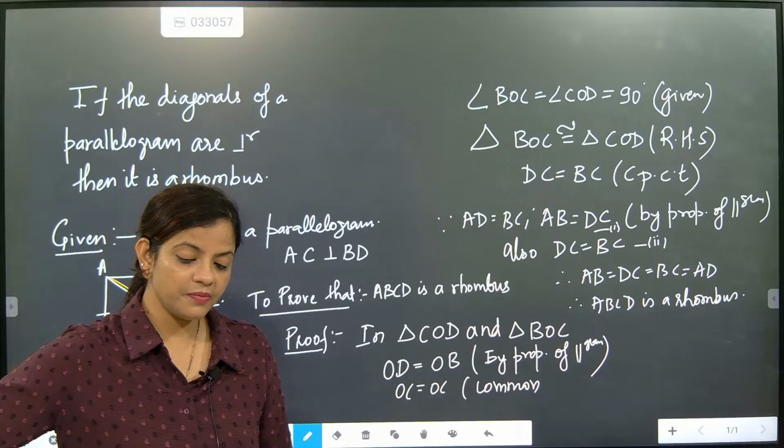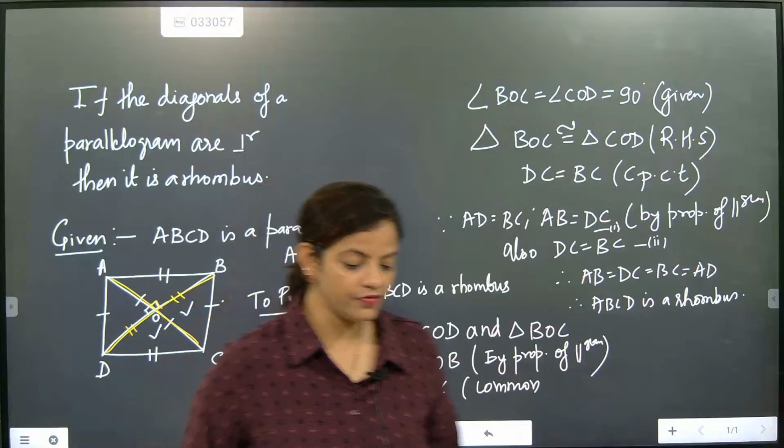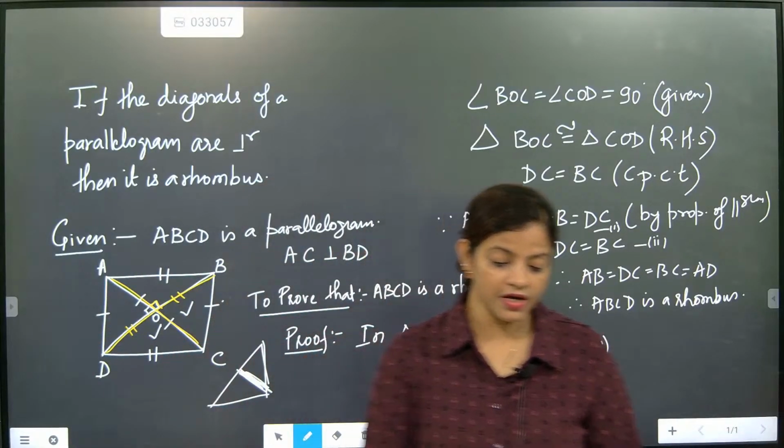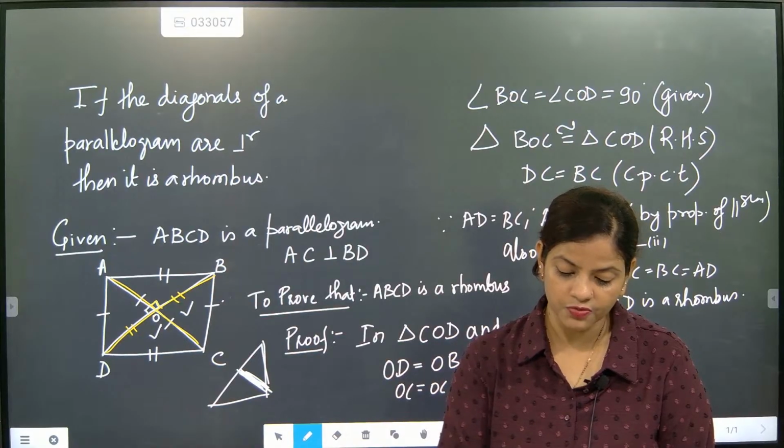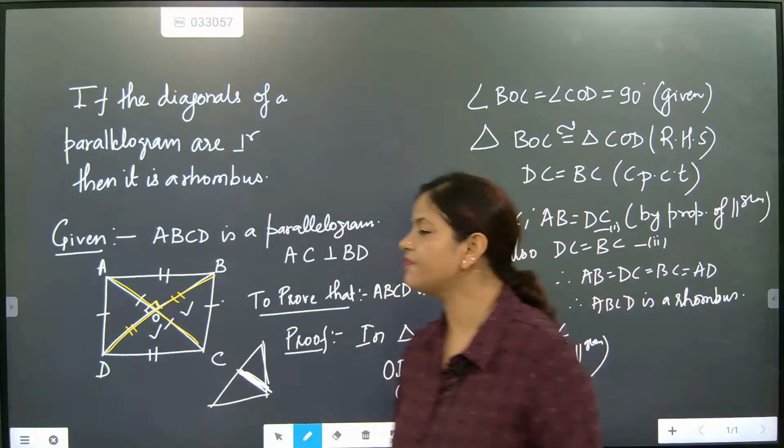So ABCD is coming as a rhombus. Please understand this one. This is exactly one of the property based questions. Now again, another NCERT question, because most of the NCERT questions we are going to solve.